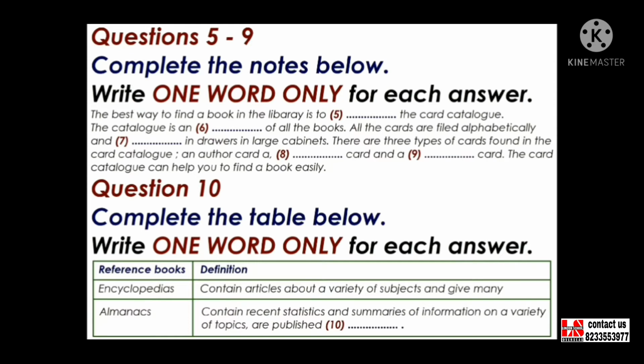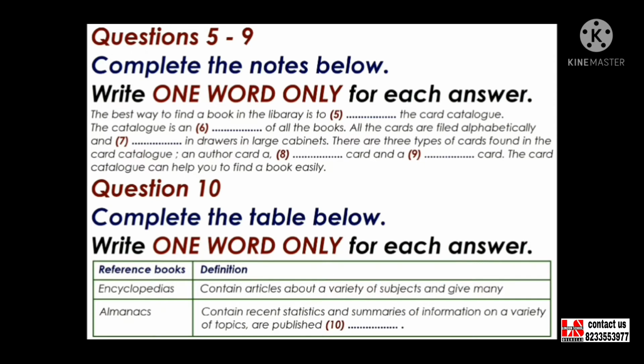In the card catalogue, each book has three cards, an author card, a title card, and a subject card. The author card is alphabetized under the author's name. The title card is filed alphabetically according to the title of the book. The subject card is filed alphabetically under the name of the subject of the book.